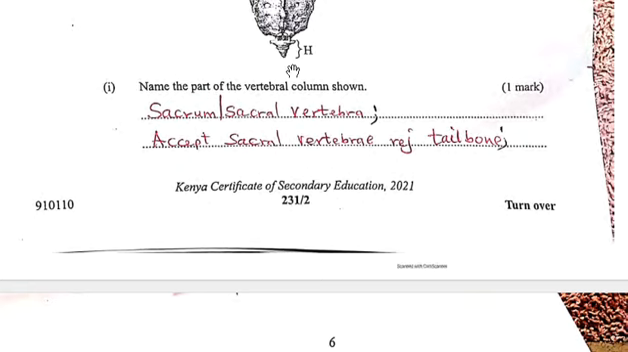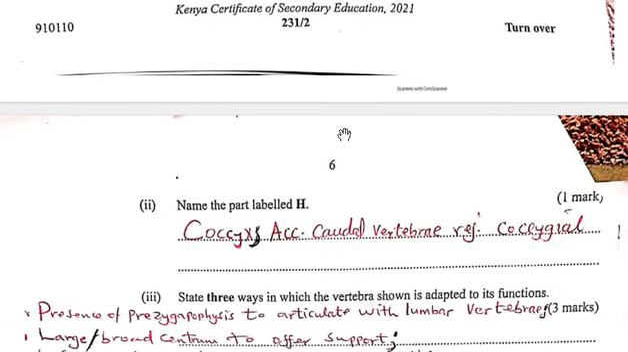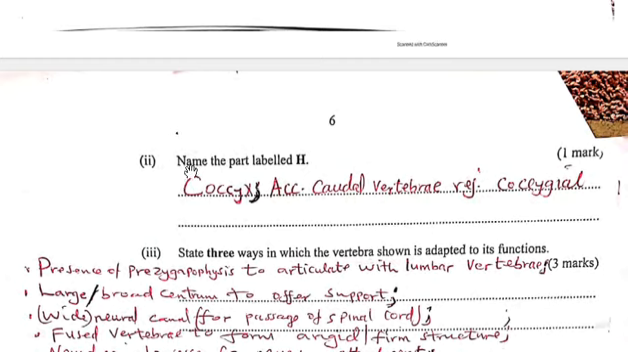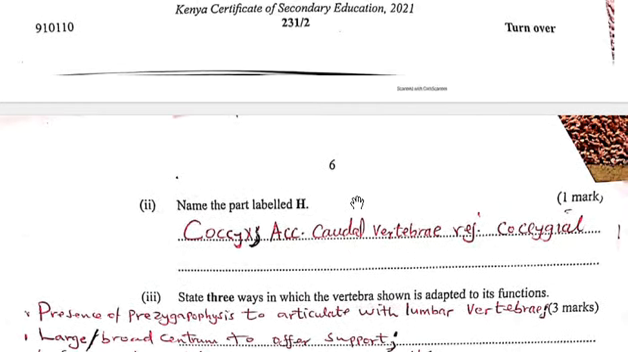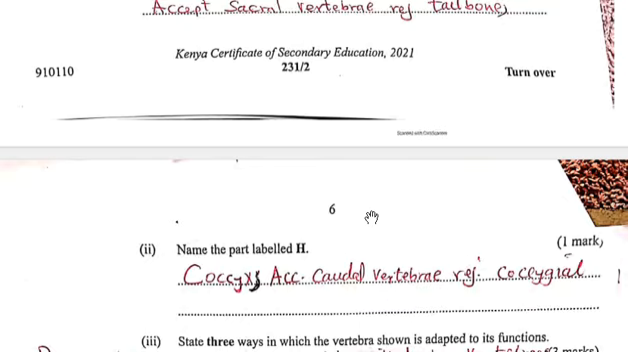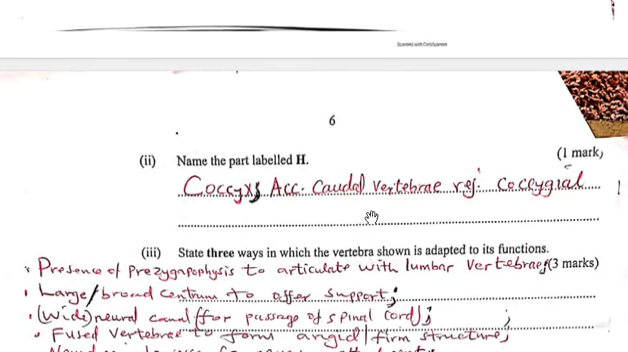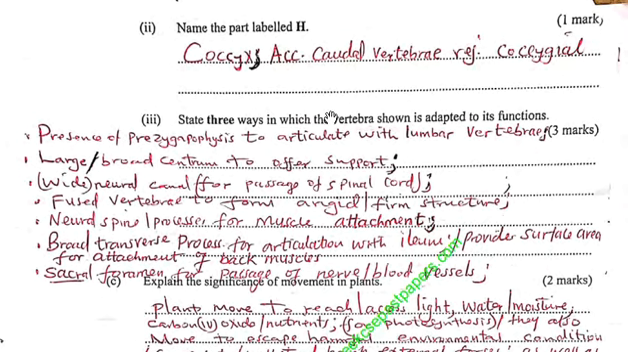Name part labeled H, and this H is a coccyx. You should write the correct spelling, coccyx. And we can accept caudal vertebrae because the caudal vertebrae fuse to form the coccyx, or what we call, in layman's language, vestigial tail in man. Roman 3, state 3 ways in which the vertebra shown is adapted to its function.